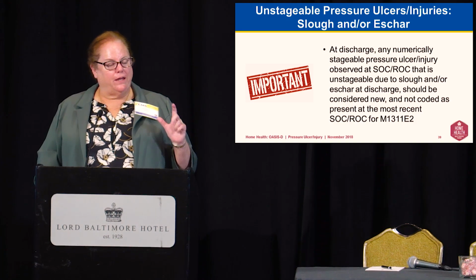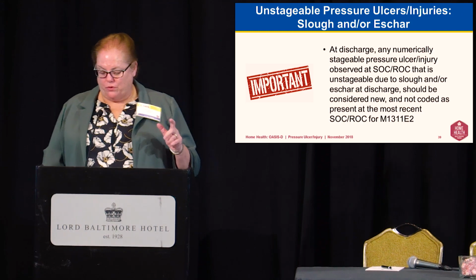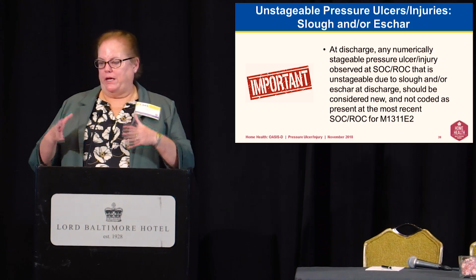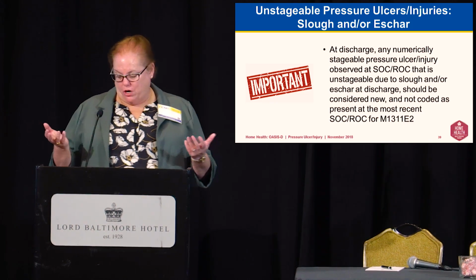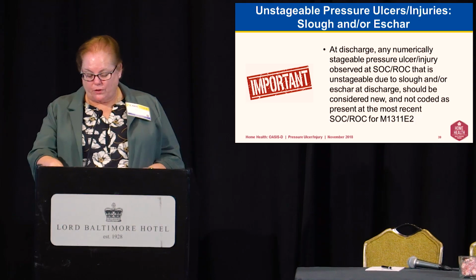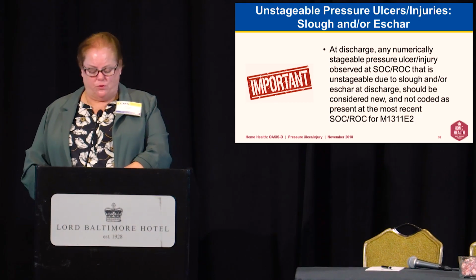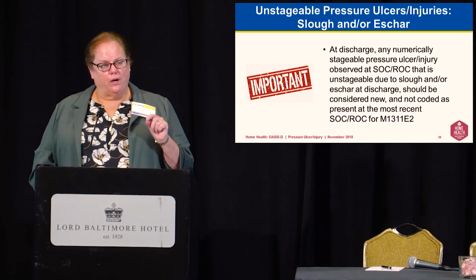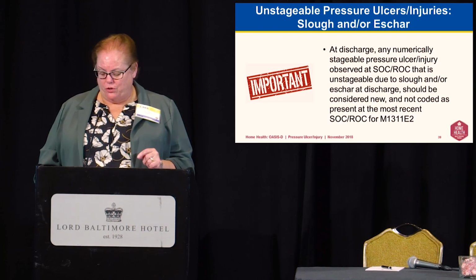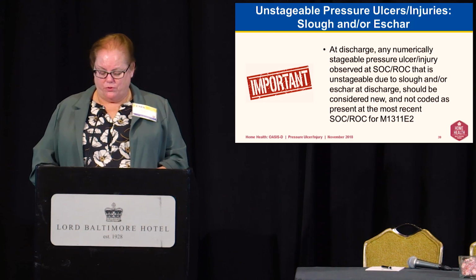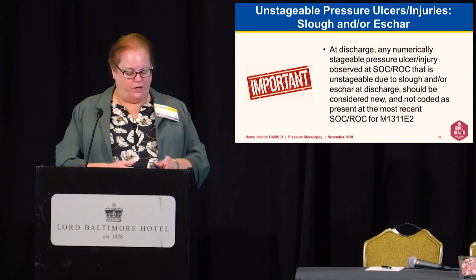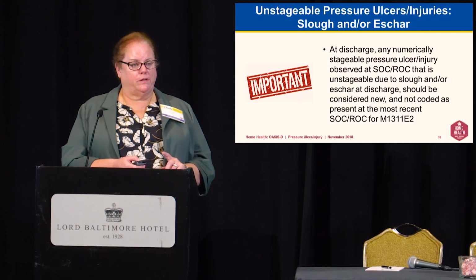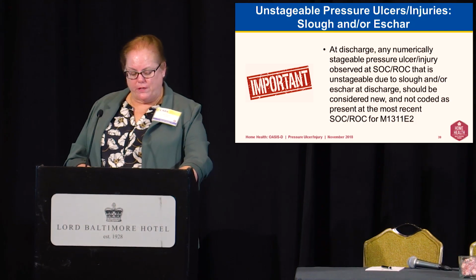So if I had a stage 3 pressure ulcer or injury at the start of care or resumption of care, and then at discharge I look at that same wound and it's covered with slough and eschar, so now it's unstageable, we're going to code it as that, right? Because we don't know what else is underneath that, and that wound is now considered new and not coded as present on the most recent start of care or resumption of care. Hopefully that's clear to everyone here. Does everyone understand that? Yeah? No? Okay, so let's spend a moment on that.